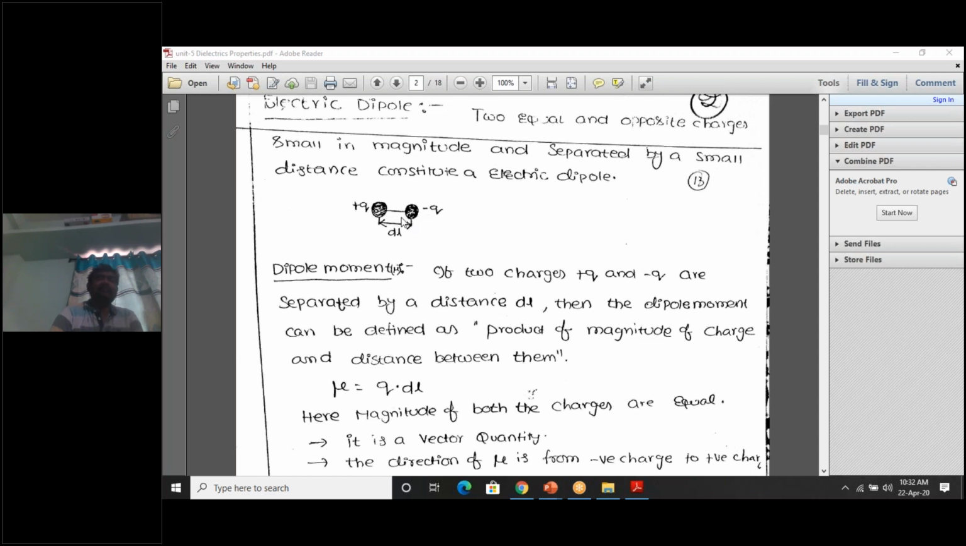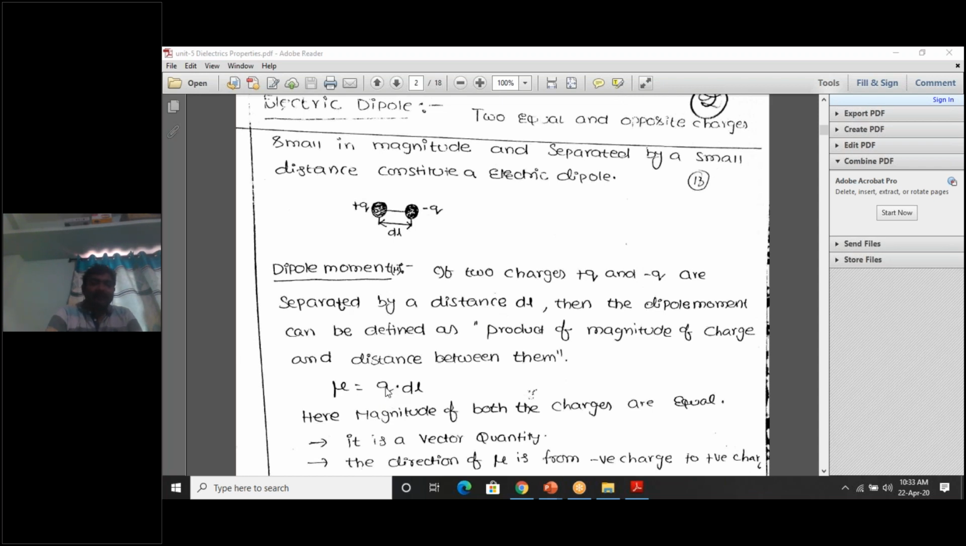Take any one of the charges, because they are two equal and opposite charges. Magnitude-wise they are the same. Take the magnitude of either plus q or minus q, only the magnitude. So by taking the magnitude, anything is q only. So this is q. So what is the dipole moment? Dipole moment is the fundamental property of an electric dipole.